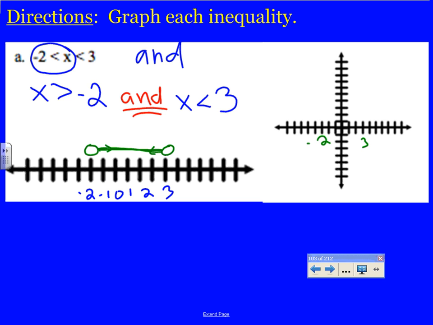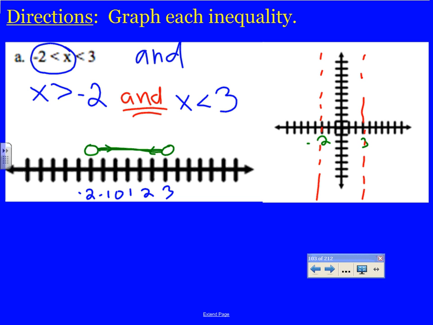Okay, Tessa, do you remember what kind of vertical line we should have going through -2 since it's greater than? Good. Dotted or dashed line going through -2. John, what kind of vertical line should we have going through 3? Good. Dotted or dashed line going through 3.